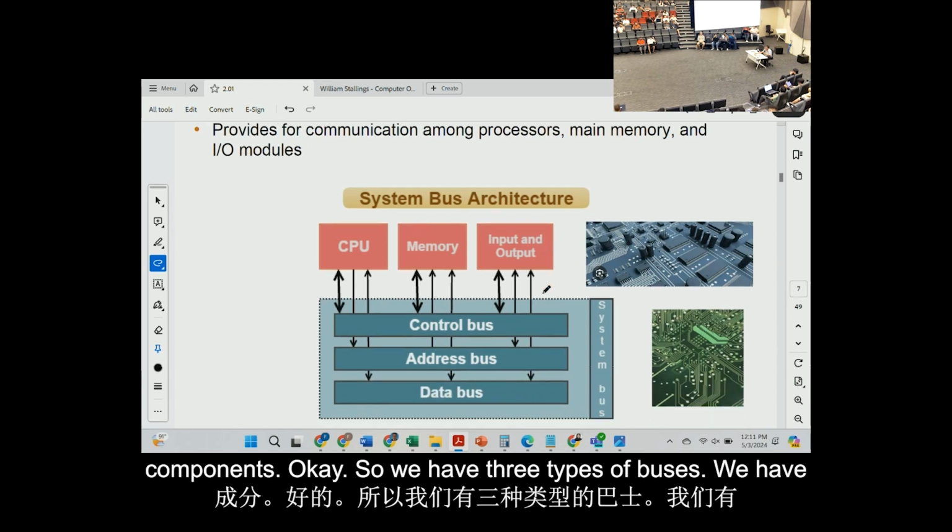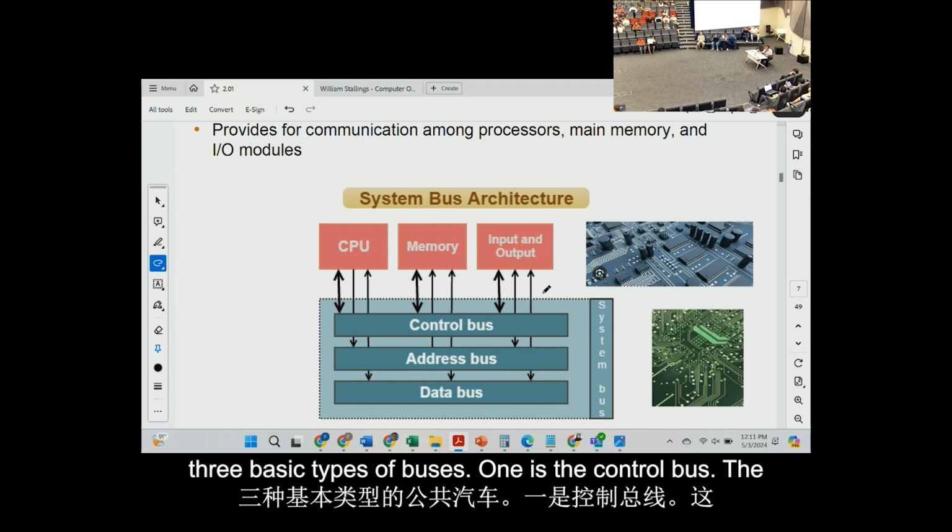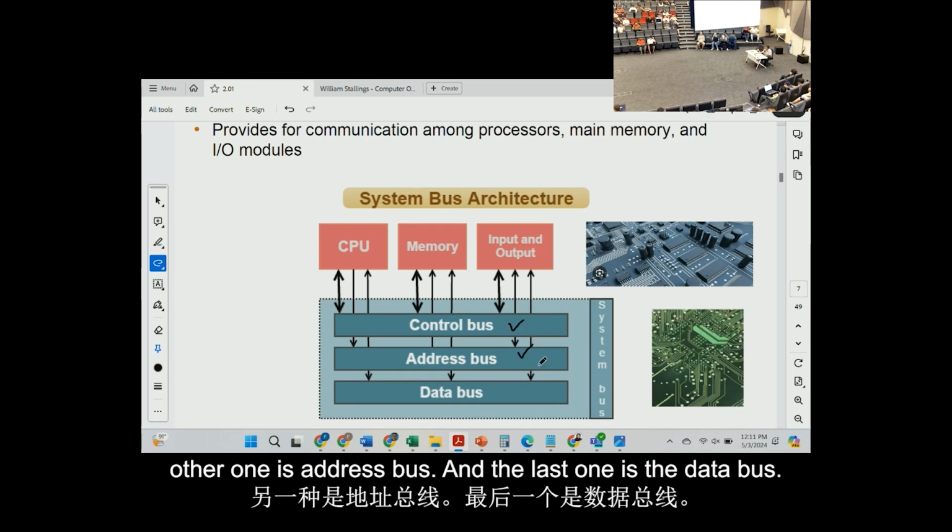We have three basic types of buses: the control bus, the address bus, and the data bus.